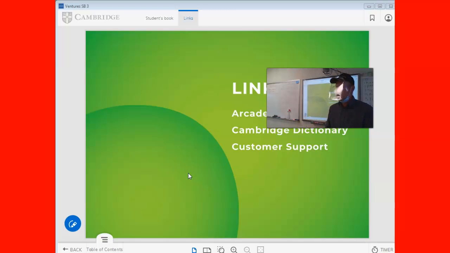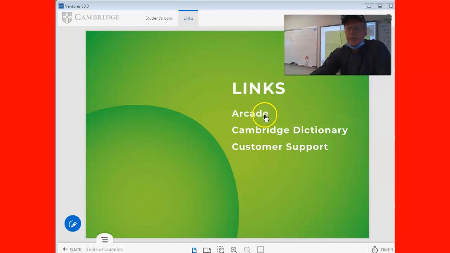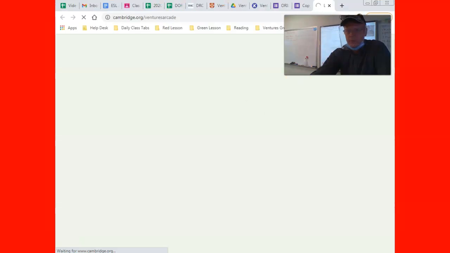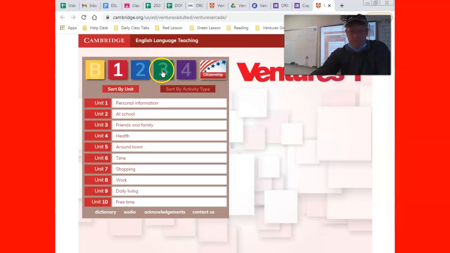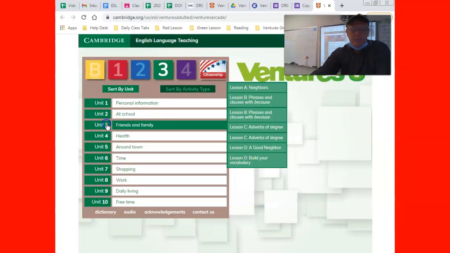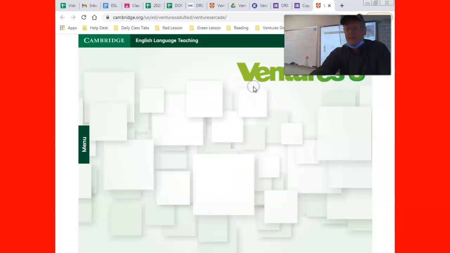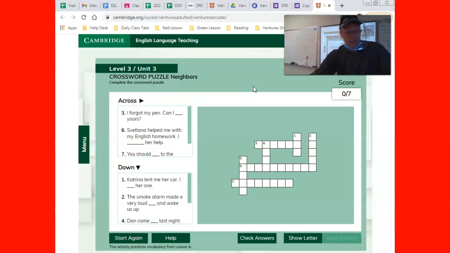So we're heading to the unit test. Let's jump in and just do a little bit of review. We've got a little bit of time here. Let's go back and do a little bit of review using the arcade. Kind of a fun way to review old material. All right. You remember the unit was all about neighbors, right? Let's take a look at the crossword puzzle.